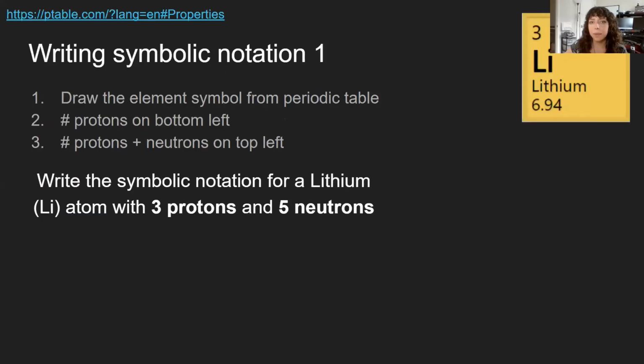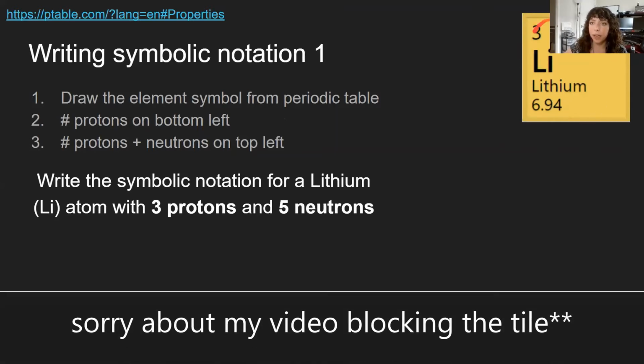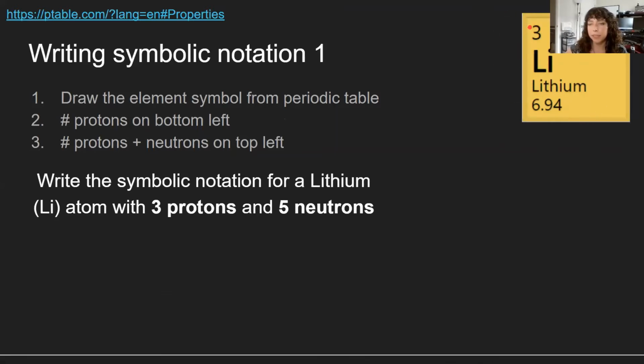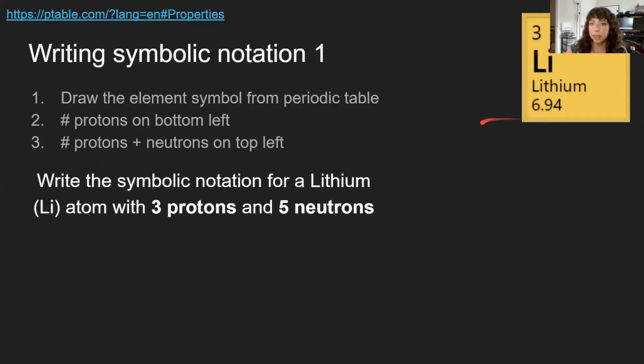Now that you've seen a couple examples of a symbolic notation, it's time to write some. Now, I took this tile off of the periodic table. Remember, the top number is the atomic number or number of protons. This is our element symbol. There's the name. Don't worry about this bottom number. It's the average atomic mass, but we'll talk about that later. Here are the steps. First, I'm going to write the symbol, then the protons, then the mass number.